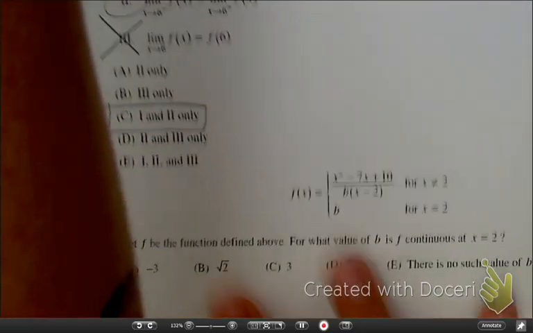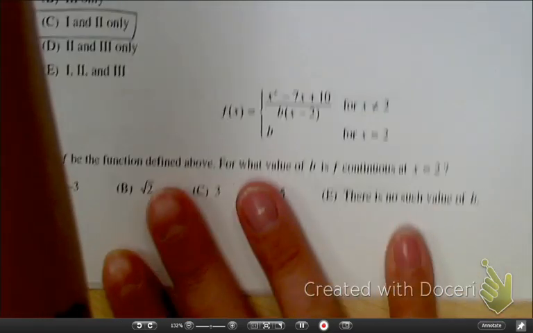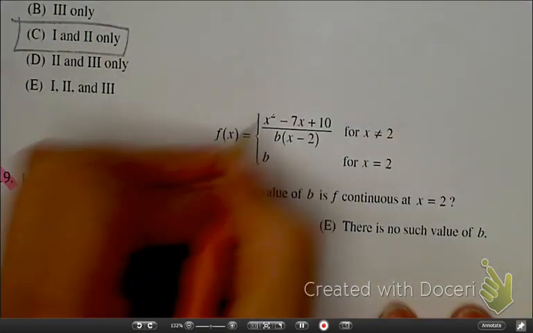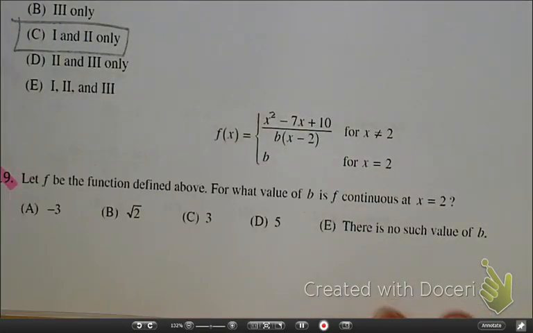Number 19. Number 19 kind of got cut off a little bit. I think this was supposed to be a 2 up here. It says, let f be the function defined above. For what value of b is the function continuous? So again, they're asking to force it to be continuous. They want it to be continuous.